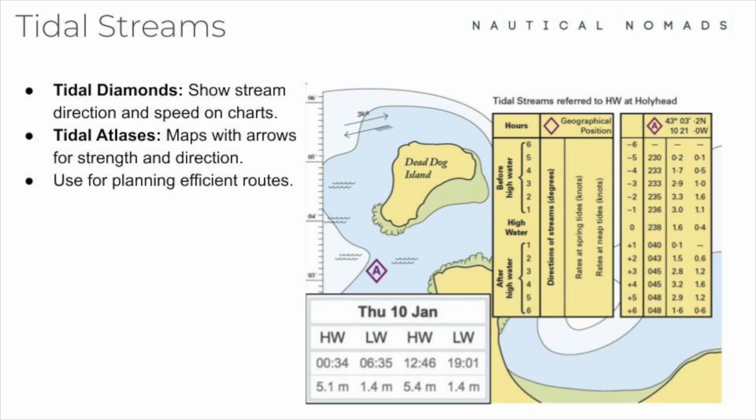Tidal stream atlases. These are visual tools that show tidal stream directions as arrows on maps. Thicker arrows indicate stronger currents, while thinner arrows show weaker ones. If you're crossing a channel, knowing these streams can save fuel and time.